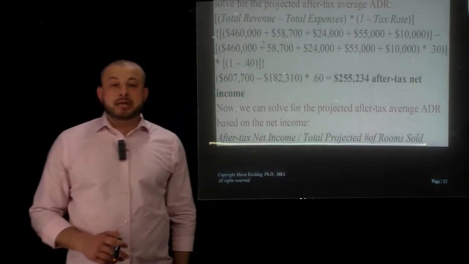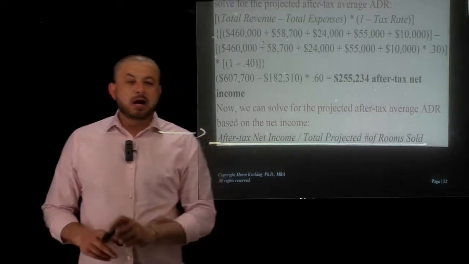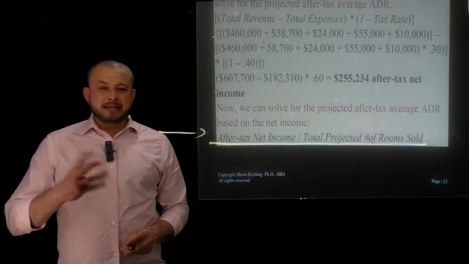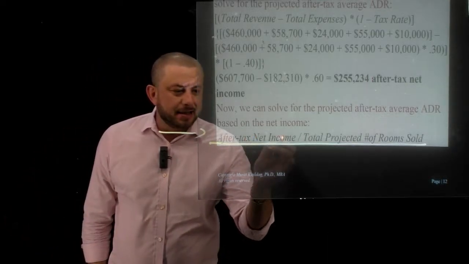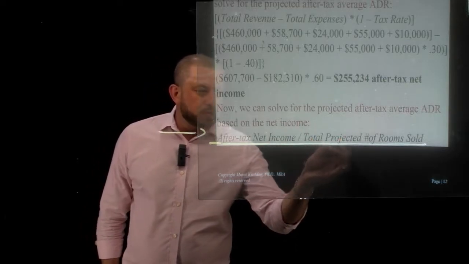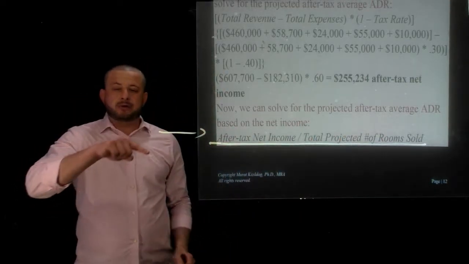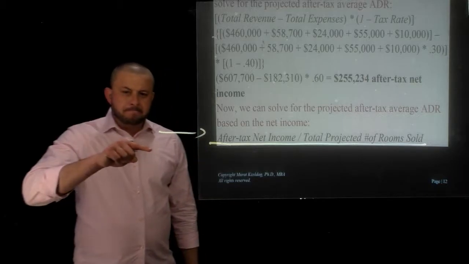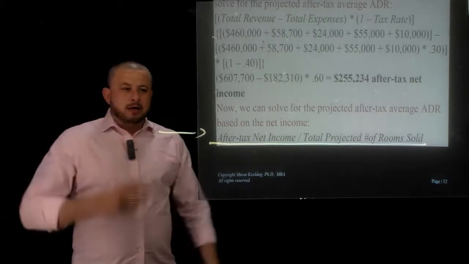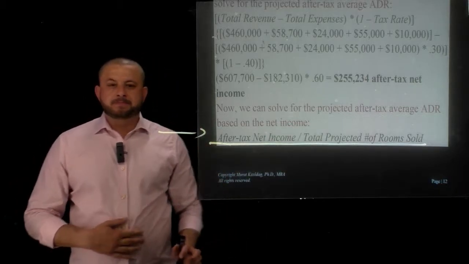After-tax average ADR, we are talking about this right here. After-tax average ADR is equal to after-tax net income over total projected number of rooms sold. This is the main equation we are going to utilize. Step number 3. How about the components of the equation?